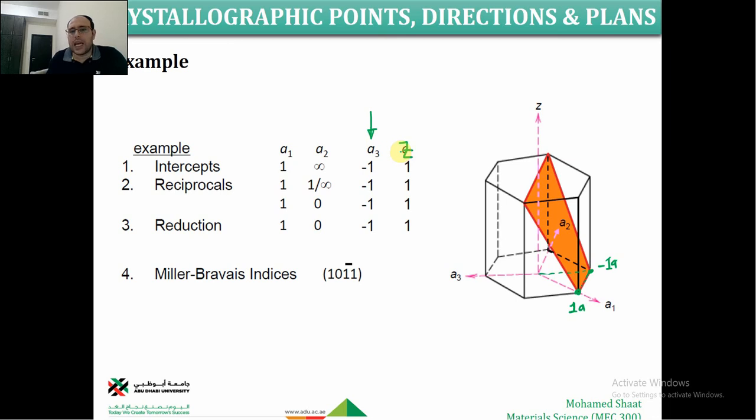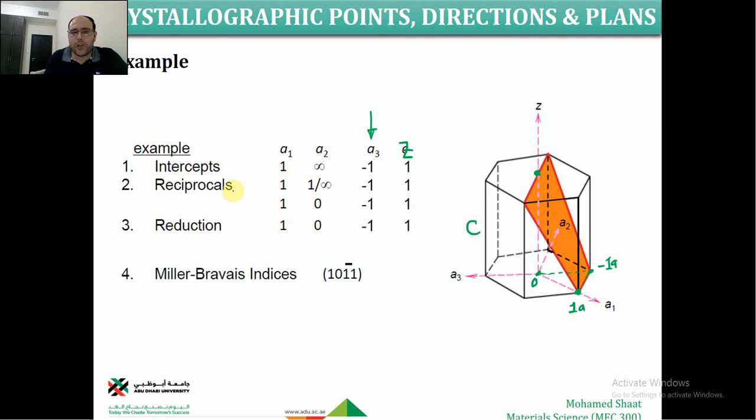The intercept with the Z axis, how much is it? This plane is extended and is going to intersect with the Z axis at this point, at the C. This point is located from the level down. This is the 0 point. This vertical distance from the 0 to this point on the top is C, which is equivalent to the height of this hexagonal crystal. It means that it is 1c and it is on the positive side. So that's why it is 1c. So we got the intercepts as 1, infinity, negative 1 and 1.